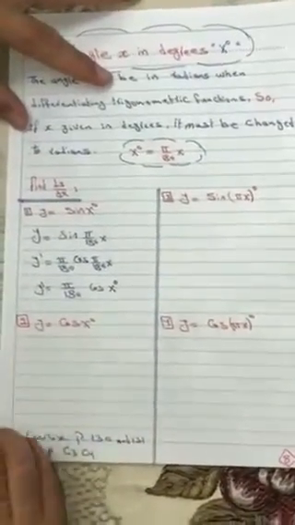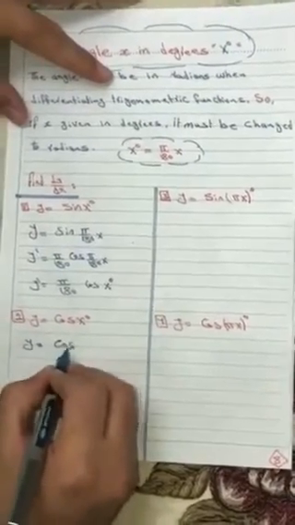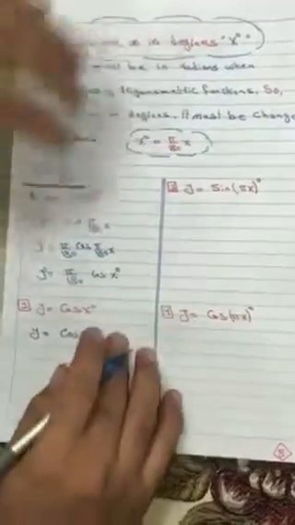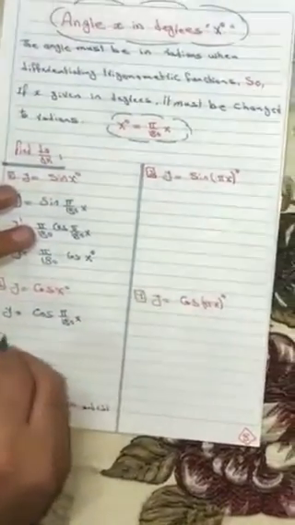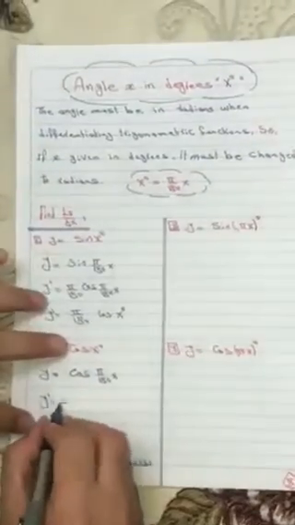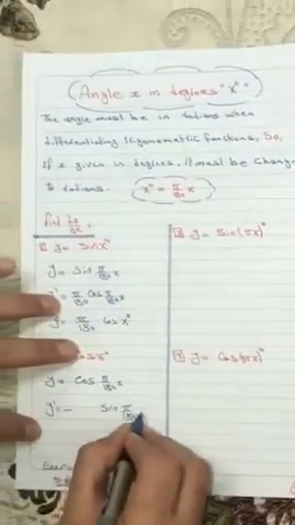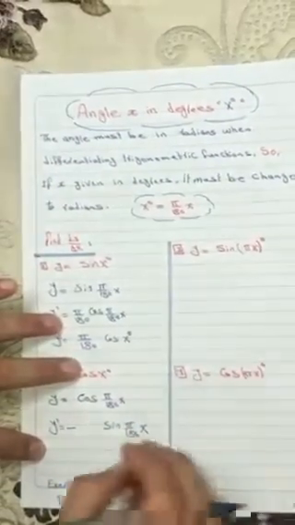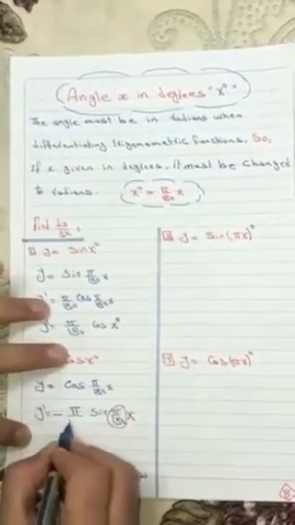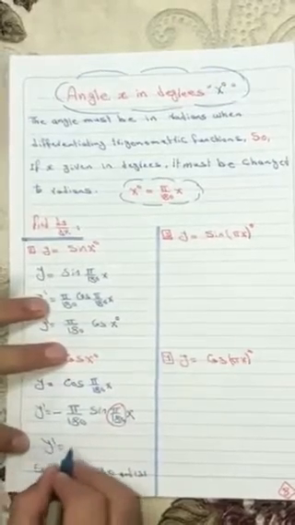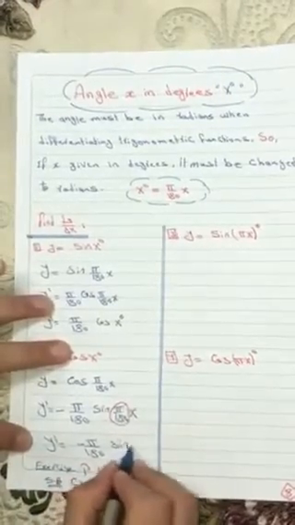Let's do this one, cos x degrees. So y equals cosine x degrees should be changed to radians. So how to change to radians? Pi over 180x. Now start differentiation. The derivative of cosine is negative sine. Negative sine pi over 180x. And the derivative of pi over 180x is pi over 180. So this is the answer, pi over 180. Last step, you can write it as negative pi over 180 sine x degrees.